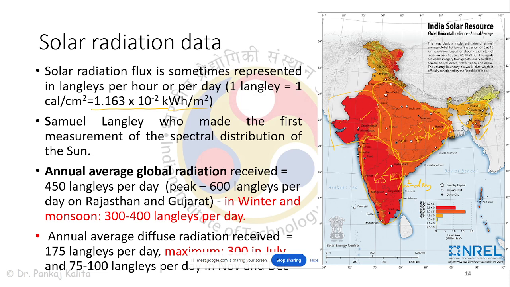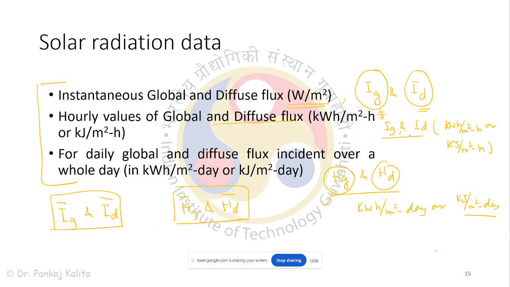Okay, so here solar radiation flux is generally measured in Langley, where one Langley is equal to 1.163 into 10 to the power minus 2 kilowatt hour per meter square. In this slide, various things have been explained about which region has the highest and lowest flux, and you can go through the lecture.